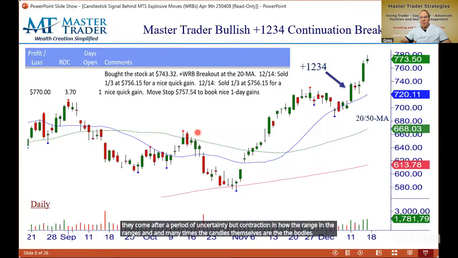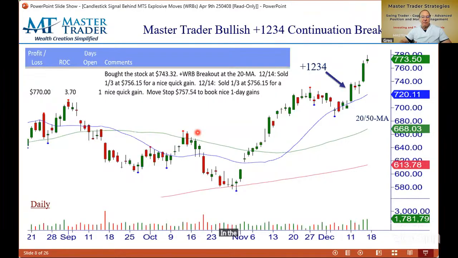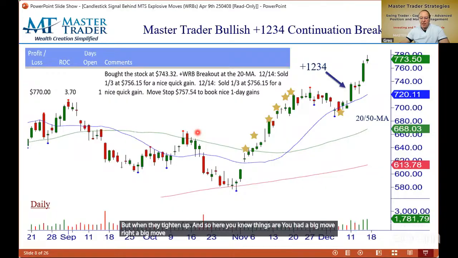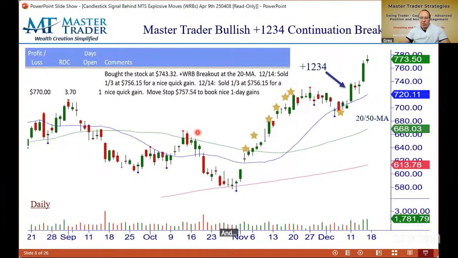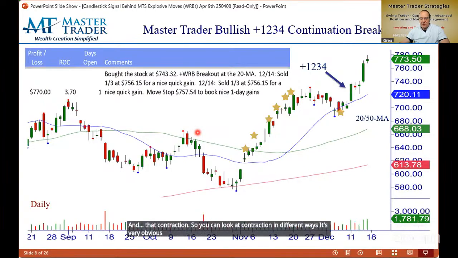So right now in the markets, there's a tremendous amount of uncertainty, as you know, and there are big bars that whip up and go down and so on. But when they tighten up, here you had a big move, right? A big move, and then the candles begin to contract and the bodies contract. So you can look at contraction in different ways. It's very obvious to all of us that this was a powerful move.